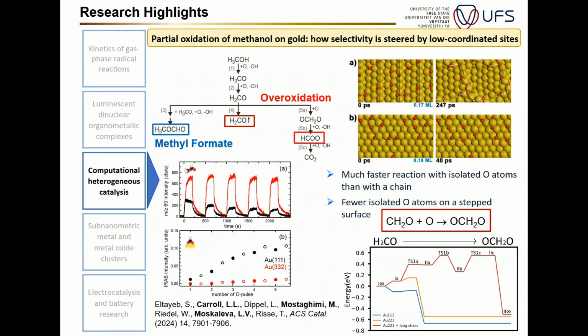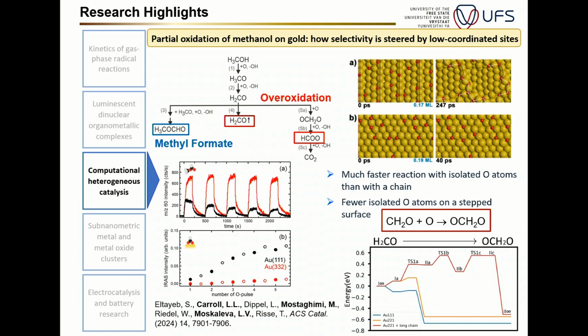This study, in collaboration with an experimental group at Freie Universität Berlin in Germany, is about a heterogeneous catalytic reaction. In heterogeneous catalysis, usually a catalyst is in the solid phase and the reactants are in the gas phase. They adsorb on the catalyst surface and undergo different chemical transformations. Now in this study, our catalyst is metallic gold, and the reactants are methanol and oxygen.